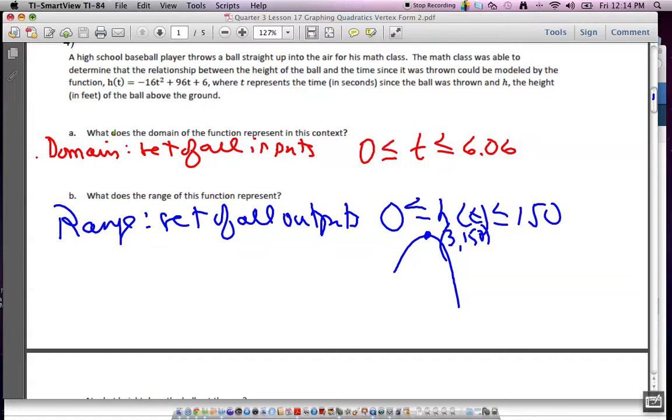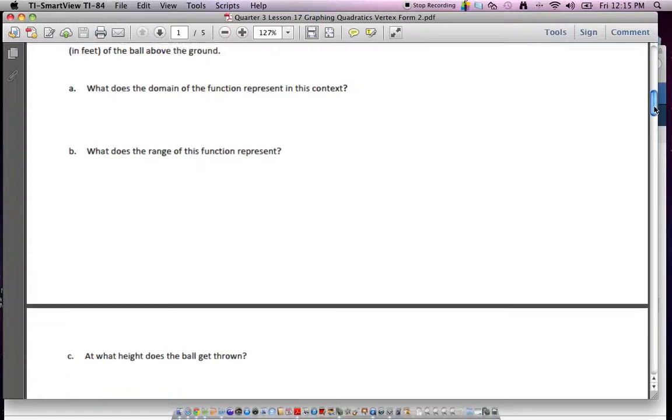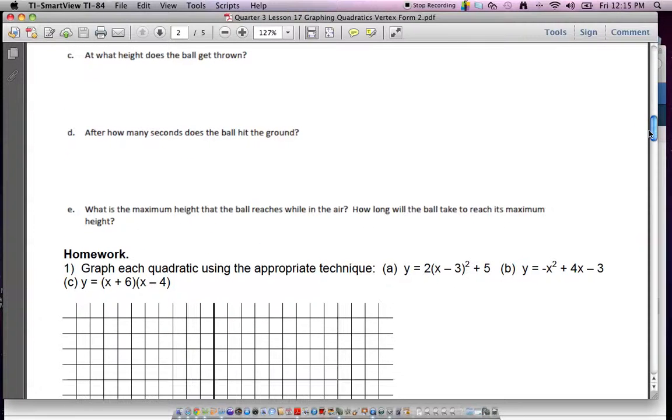Okay? Now, let's get going on the next part of this. Are we gonna have a test on this? This will be included, you know, we'll graph parabolas and ask you questions like what's the domain, what's the range, what's the maximum height, how long does it take for the ball to get back to the ground. At what height does the ball get thrown from? That should be very simple for everybody.